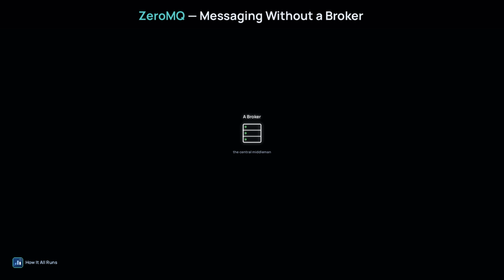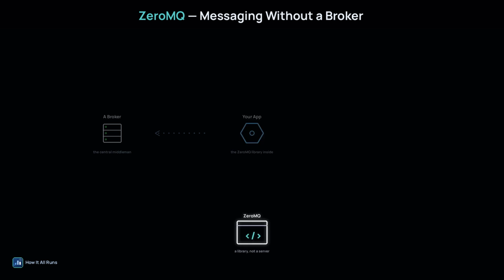Most messaging systems have a broker at their heart, a central server that receives, stores, and forwards every message that passes between your applications. It's the post office everyone mails through. That broker is powerful, but it's also a thing you have to run: install it, configure it, scale it, and keep it alive. When it goes down, the messaging for your whole system goes with it.